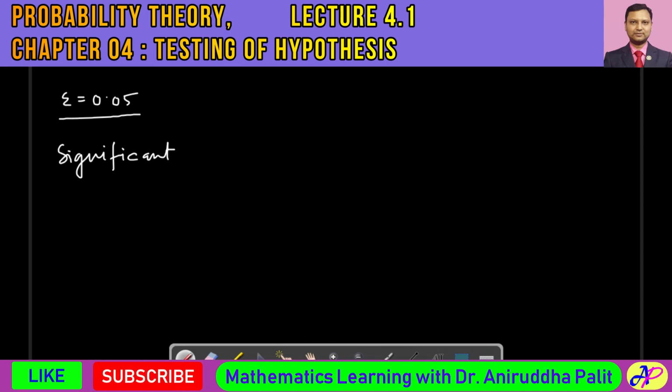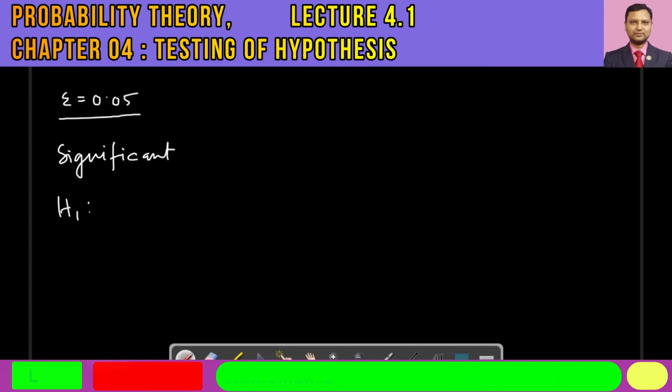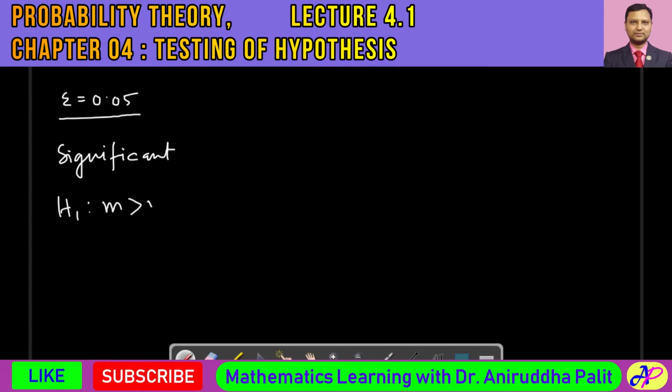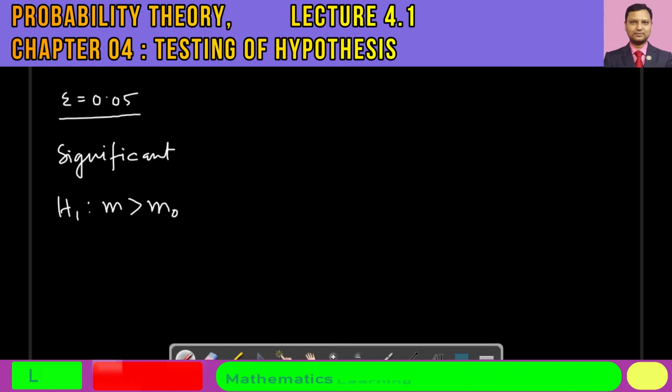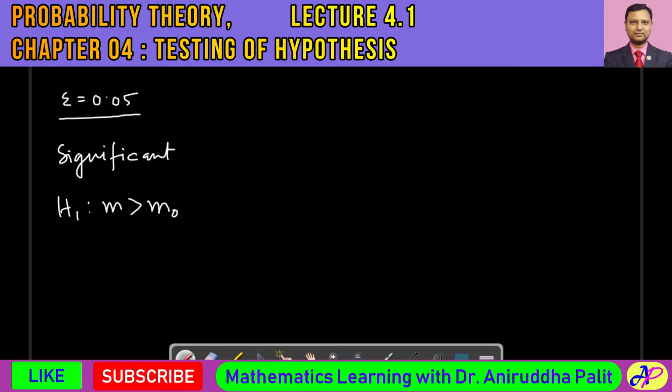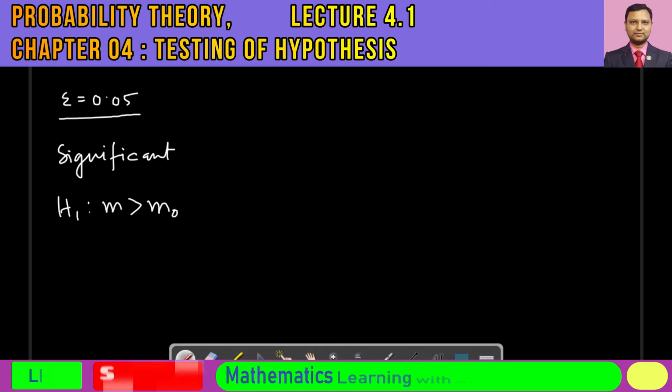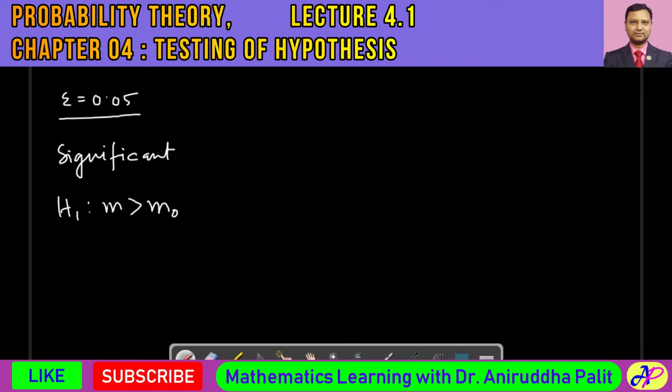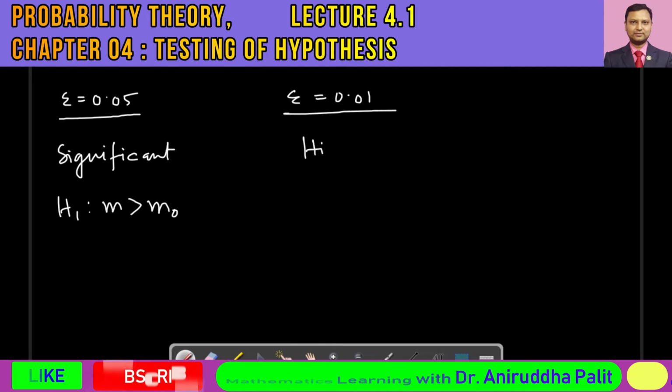Over here we are accepting this h1. What was h1? H1 was that m is greater than m0. So we say that we have significant reason to accept the h1. That means we have significant reason to believe that the population mean m has increased after giving proper incentive. And if this epsilon is taken as 0.01, all right, then in place of significant we call it a highly significant conclusion.